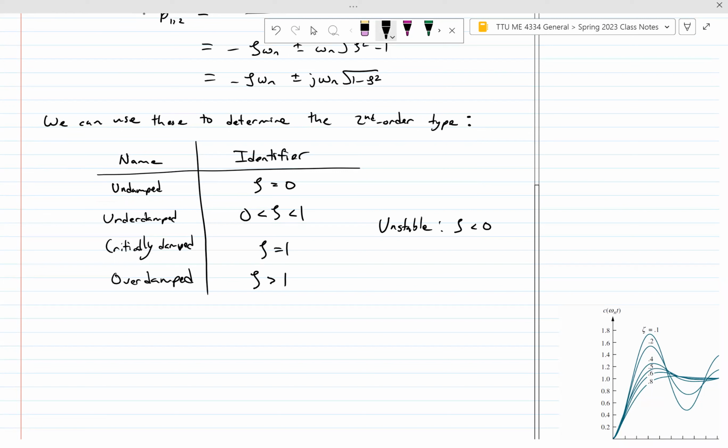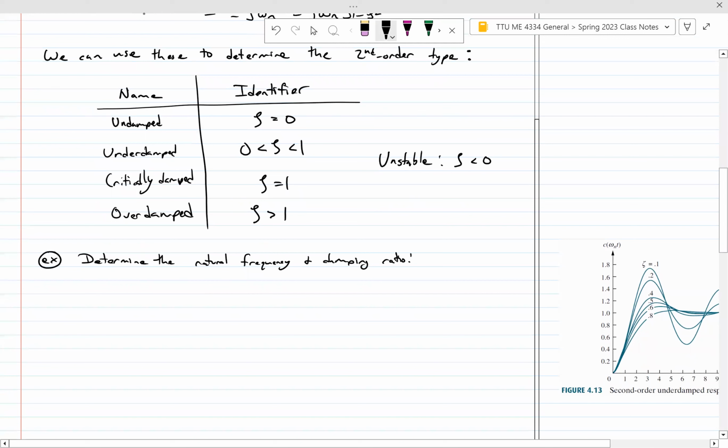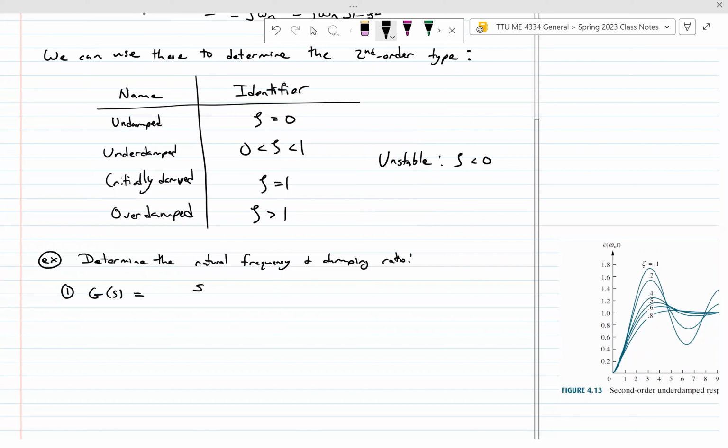Okay. All right. So just a few quick examples here. I want you to just determine the natural frequency and damping ratio. So let's have this first one. Let's have the folks online do this one, where we have s plus 20 over s squared plus 5 times s plus 400. Tell me what our natural frequency and damping ratio end up being there.